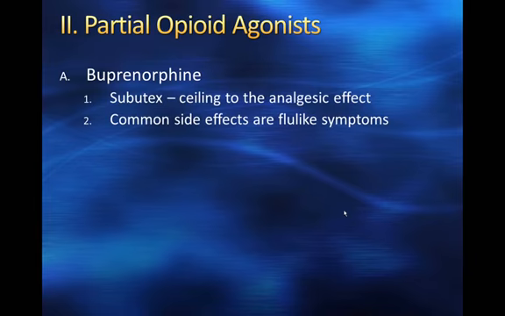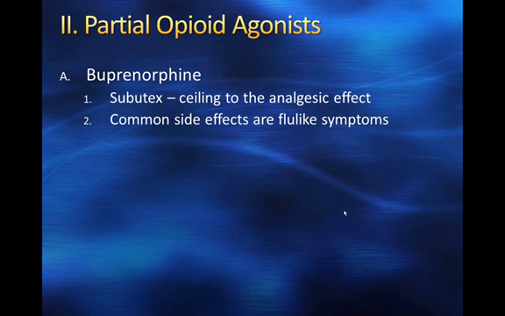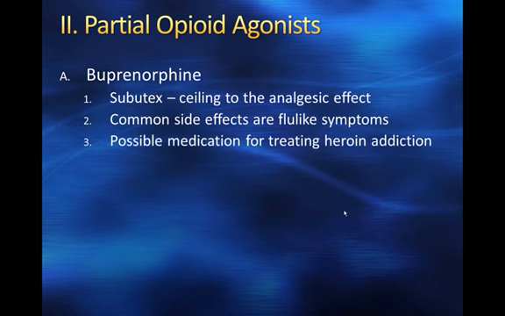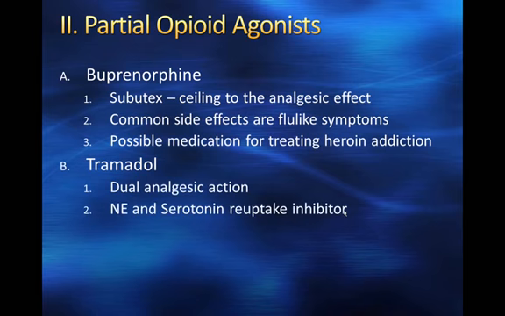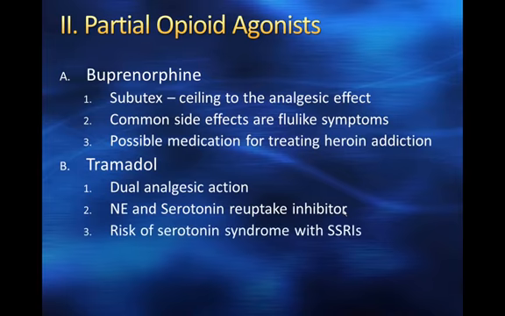Subutex is another partial opioid agonist. It has a fairly low ceiling of analgesic effects, so it's not very powerful. Common side effects are flu-like symptoms. It's a possible medication for treating heroin addiction. Tramadol is another partial opioid agonist. It has a dual analgesic action. It is both an opioid and a norepinephrine and serotonin reuptake inhibitor. Importantly, there is a risk of serotonin syndrome if taken in conjunction with an SSRI, so you want to be careful there.